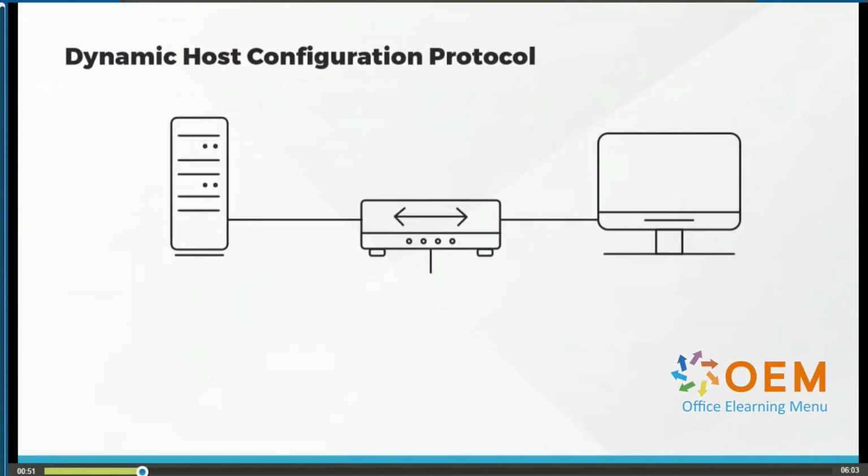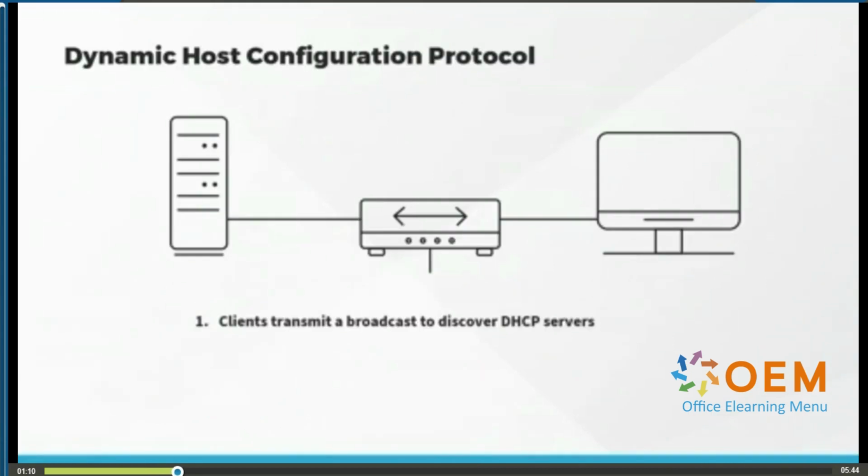Let's take a minute to look at the packet flow with Dynamic Host Configuration Protocol. In step number 1, our client, depicted in the right-hand part of our diagram here, will transmit a broadcast on the local area network to discover DHCP servers. Network broadcasts never cross routers, and so if there is no DHCP server available anywhere on that local area network, the client will not be able to properly partake in DHCP to acquire an IP configuration.